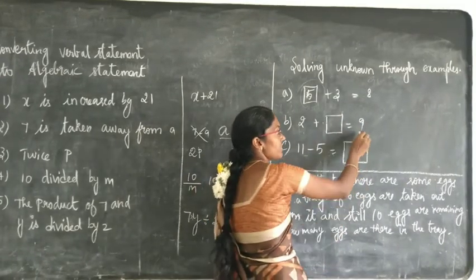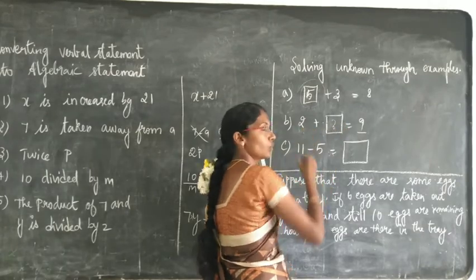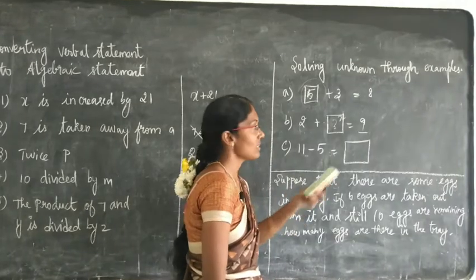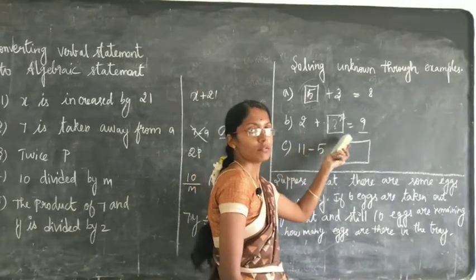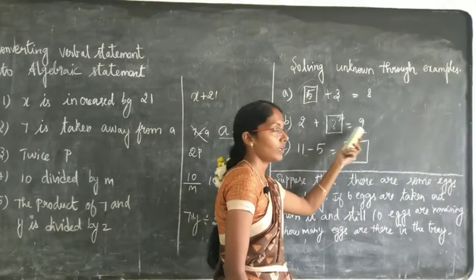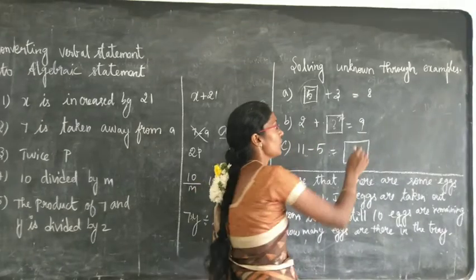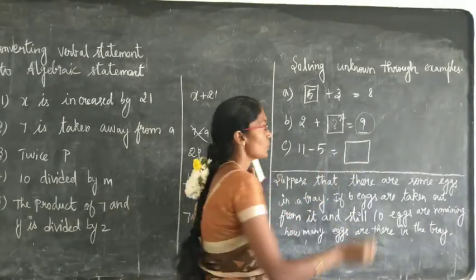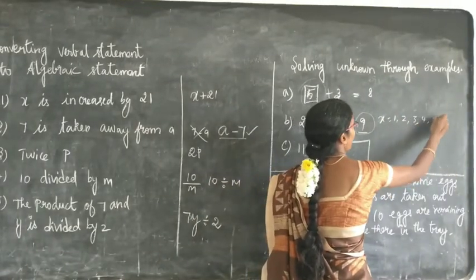You have to get the answer 9. You have to add x to 2. So you have to find this x. What is the value of x? How will you find it? You have to add 2 plus 1, 3. 2 plus 2, 4, up to 9. You have to add 1 by 1. So x you can take 1, 2, 3, 4, 5, 6.